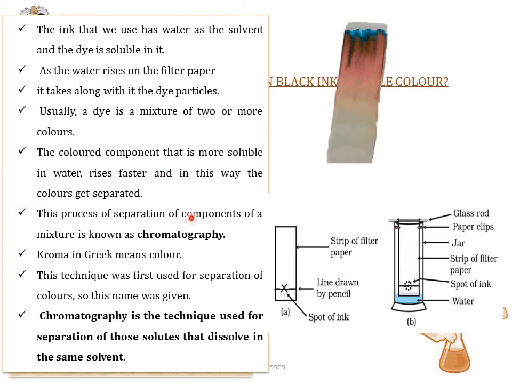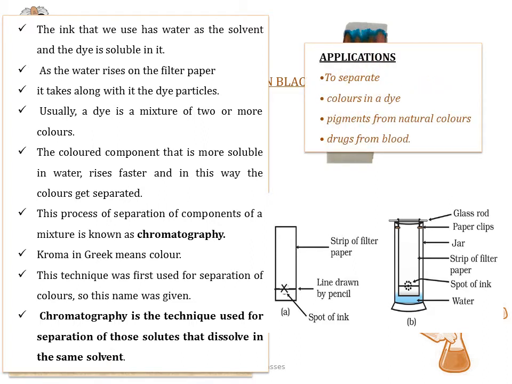So this process of separation of components of a mixture is known as chromatography. The term chroma is actually a Greek word which means color. This technique was actually used first for the separation of colors, so this name was given. So chromatography is a technique used for the separation of different solutes that dissolve in the same solvent. Now the applications of chromatography are: it is mainly used to separate the colors in a dye, the pigments from natural colors, and the drugs from blood.